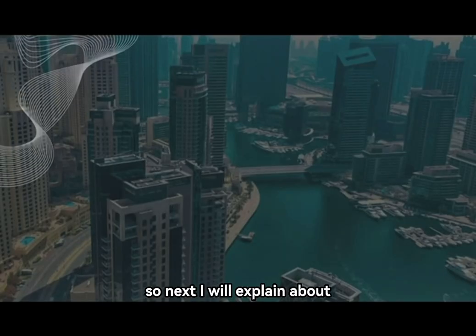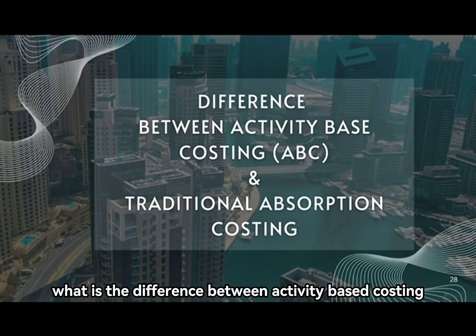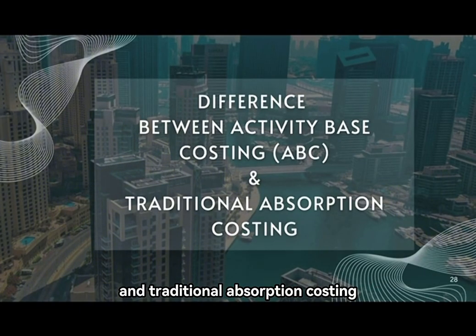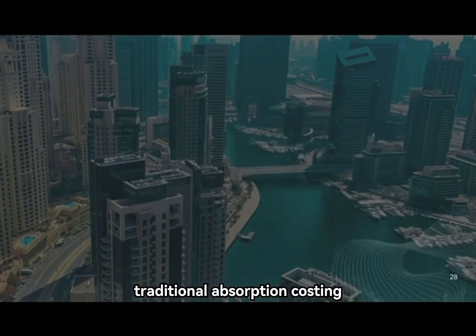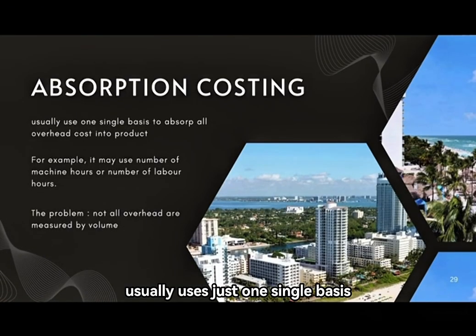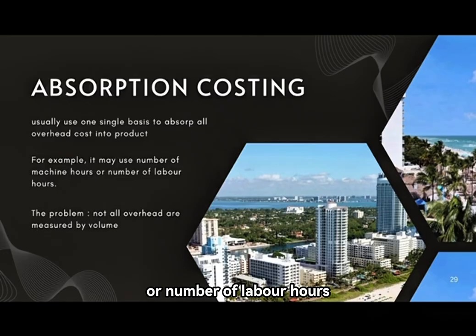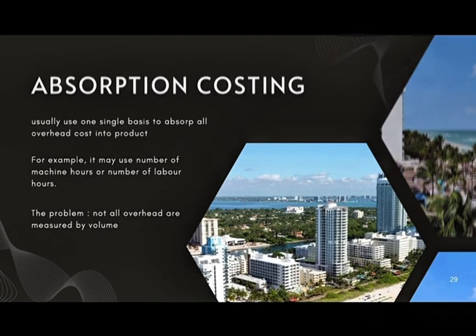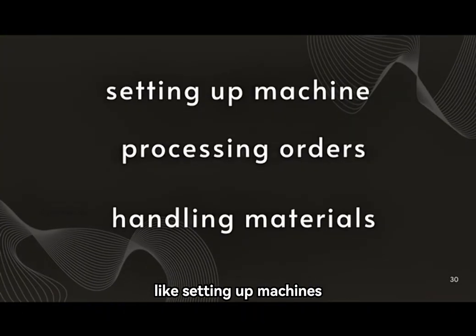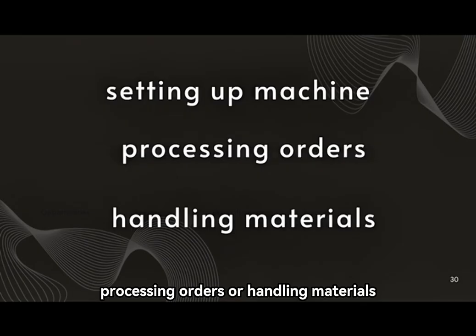So next, I will explain the difference between activity-based costing and traditional absorption costing. Traditional absorption costing usually uses just one single basis to absorb all overhead costs into products. For example, it might use the number of machine hours or labor hours. The problem with this approach is that not all overheads are driven by volume. Some overheads are caused by other activities like setting up machines, processing orders, or handling materials.